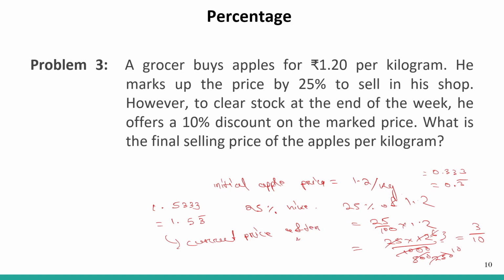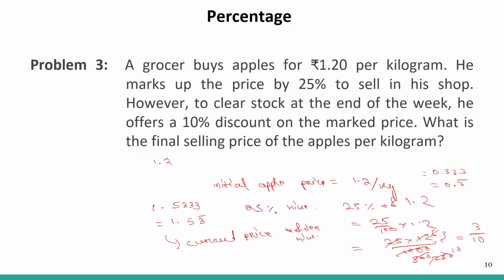After the hike, to clear the stock at the end of the week, he offers a 10% discount on the mark price. So what is the final selling price? What happens next is we get 10% off on this price. The mark price was what? 1.2 rupees, right? So he offers a 10% discount on that.